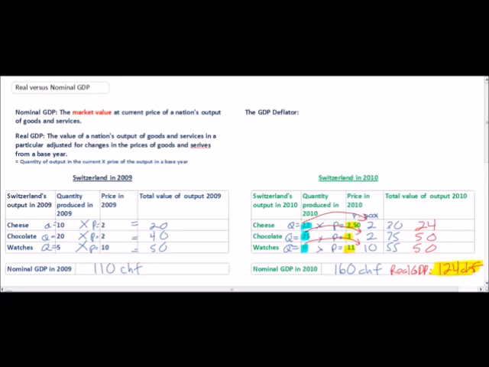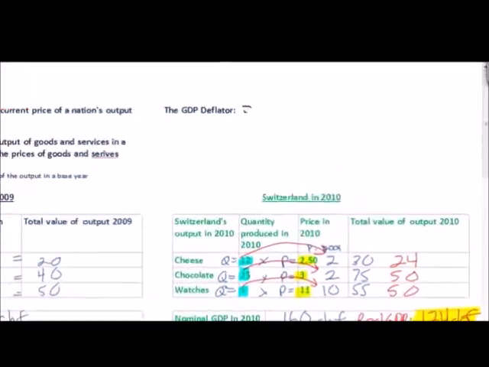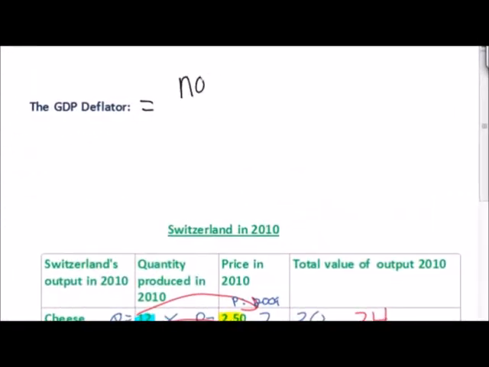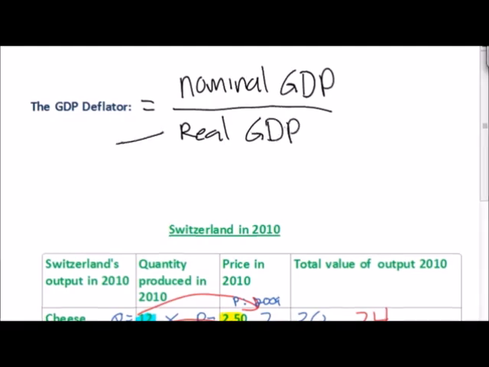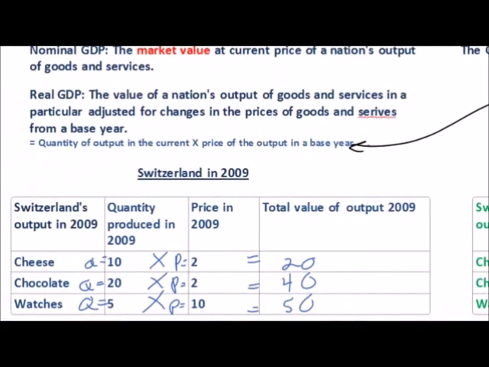So what we have now found is that Switzerland's real GDP is smaller than its nominal GDP, indicating that the nominal GDP had to be deflated in order to come up with the real GDP. So we can come up with one more valuable economic tool here, known as the GDP deflator. The GDP deflator simply measures the nominal GDP in a particular year divided by the real GDP in that year, which we found using the formula for real GDP over here.